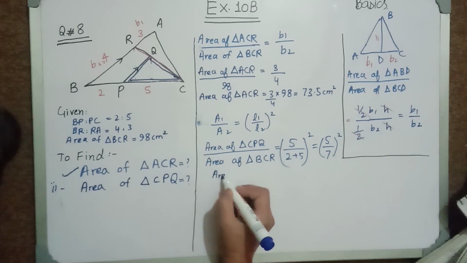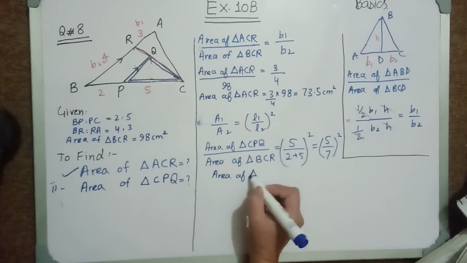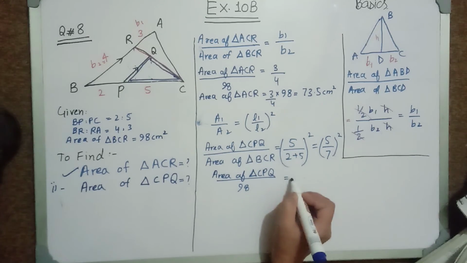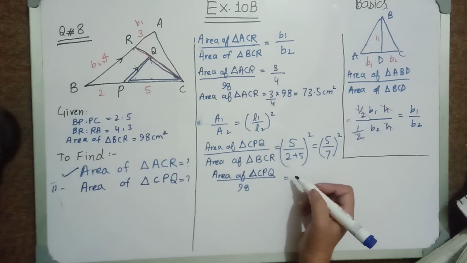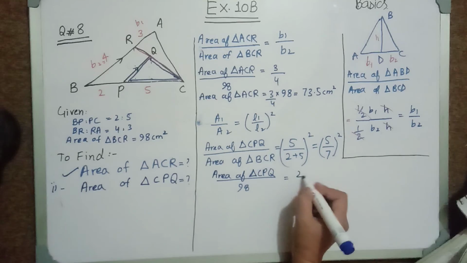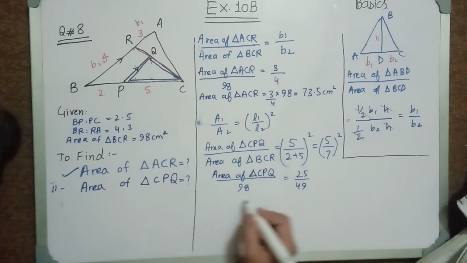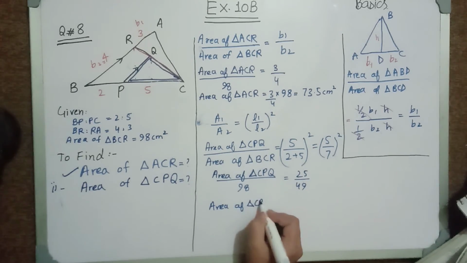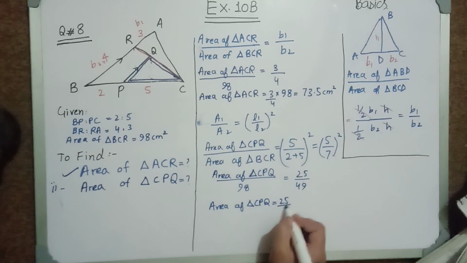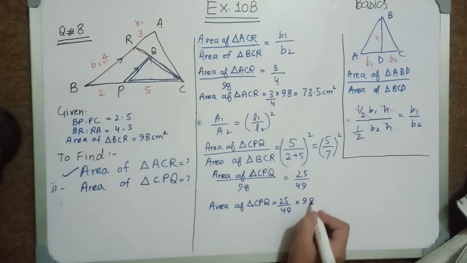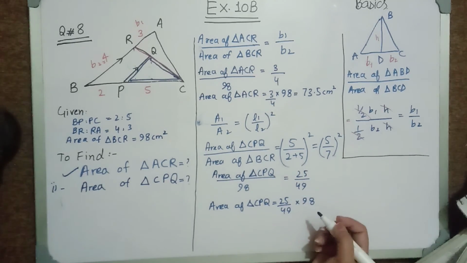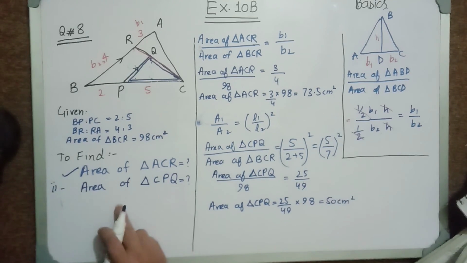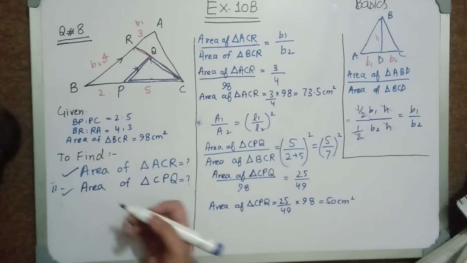Area of triangle CPQ over 98 is equal to 5 square is 25 and 7 square 49, and on solving I'll get area of triangle CPQ as 25 over 49 multiplied by 98, which comes out to be 50 centimeter square. So that's all we need to find in this question.